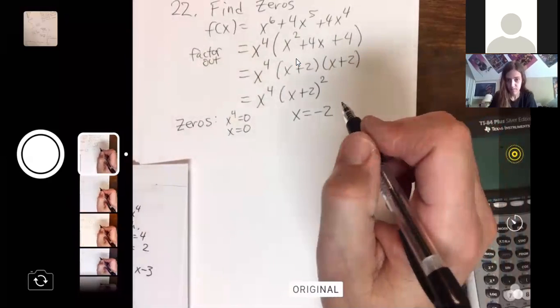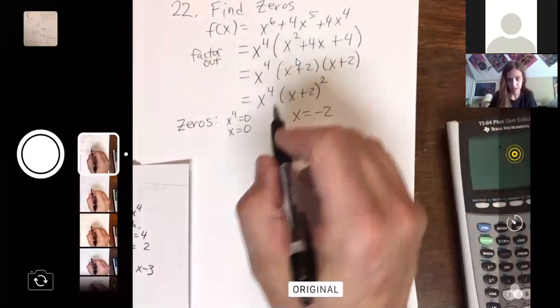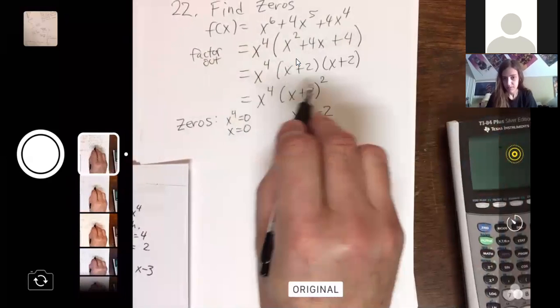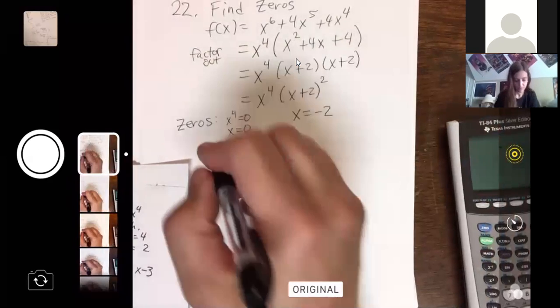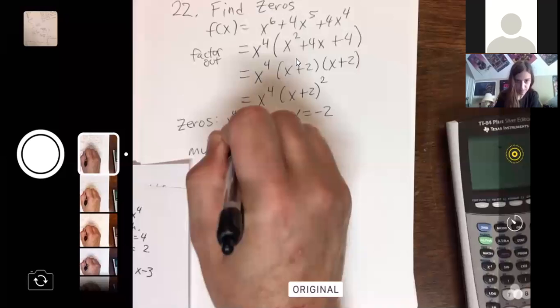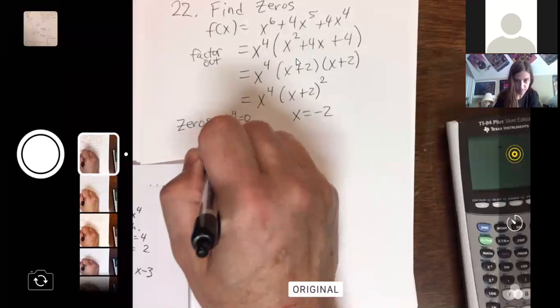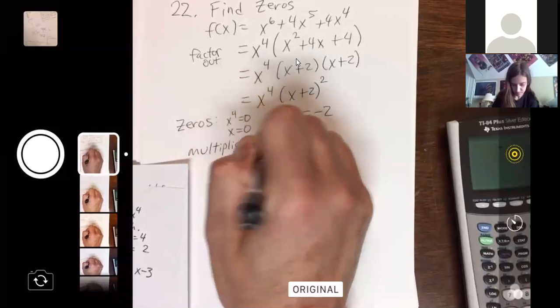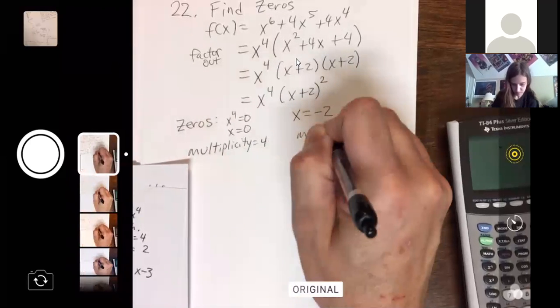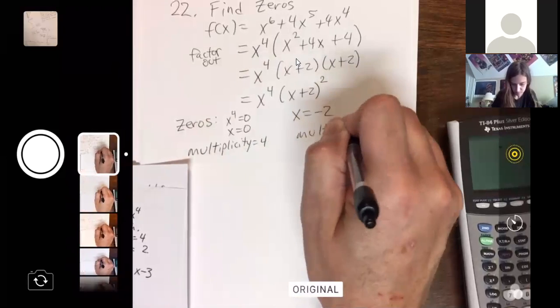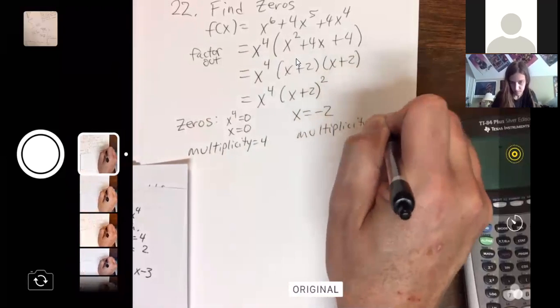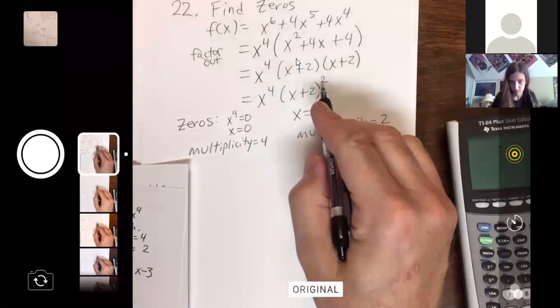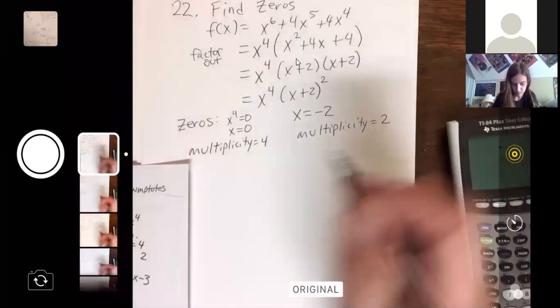Do you remember what multiplicity was? It was the power up here. So the x equals 0 has multiplicity 4. And this, x equals -2, has multiplicity 2, equal to the square.